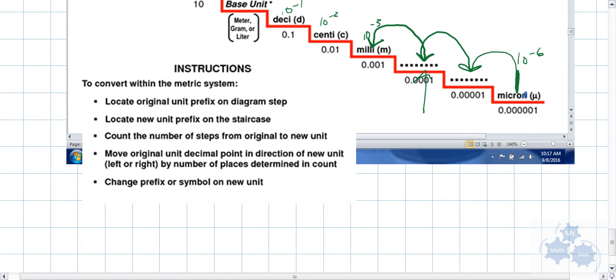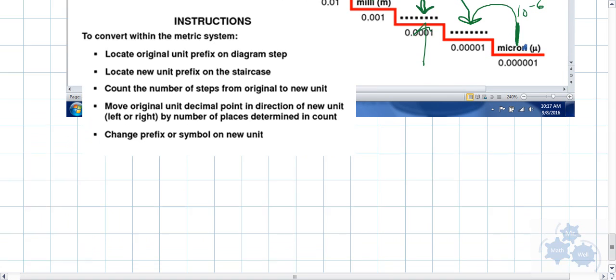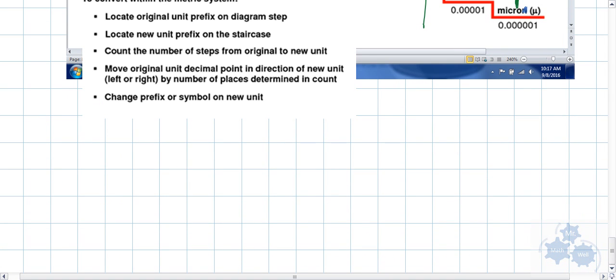All right, one of the other things that you're going to need to do is to convert not just straight lengths, but you're going to need to convert areas and volumes as well. And that's a little bit different when we're using the staircase. Just one more thing you got to remember. So what I'm saying is this: 14 centimeters equals how many meters? That is a straight length conversion.